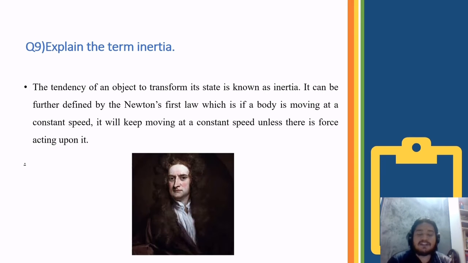The term inertia can be related to Newton's first law of motion. If a body is moving at a constant speed, it will keep moving at a constant speed unless an unbalanced force acts upon it. For instance, when a footballer changes the direction of the ball by kicking it.